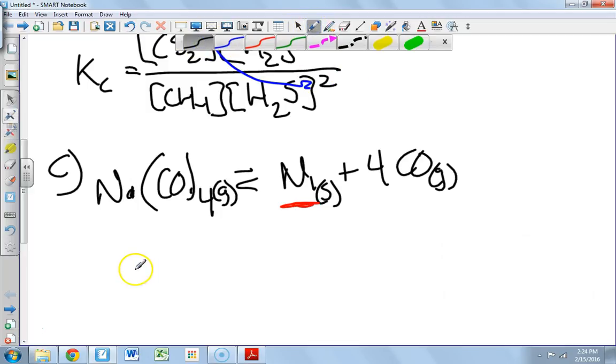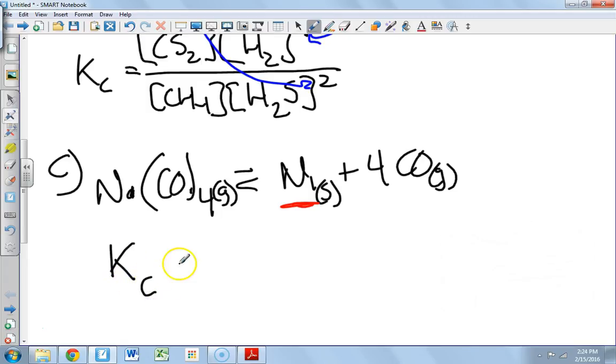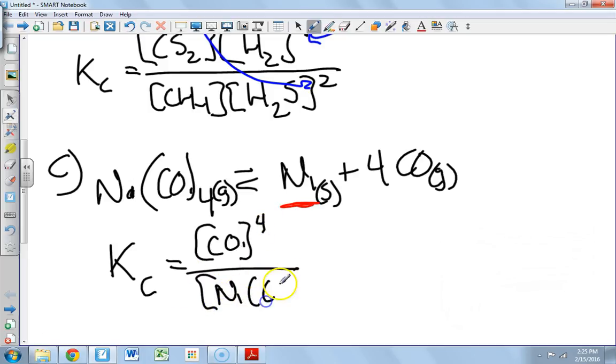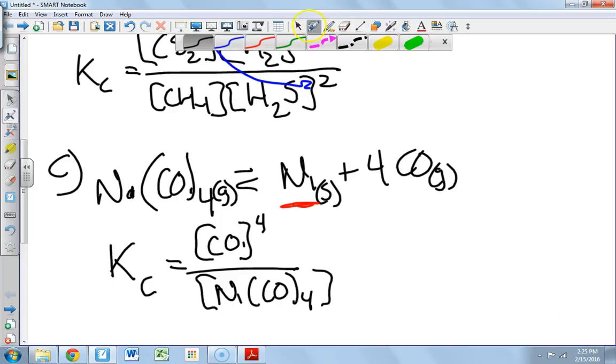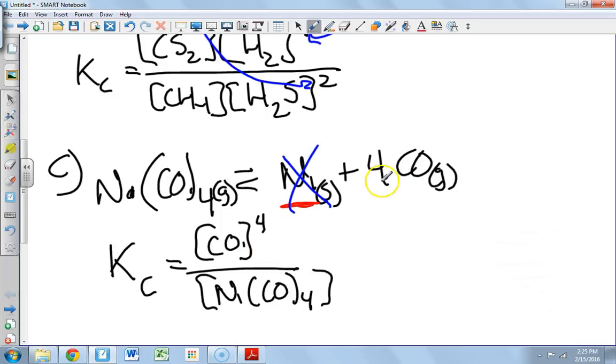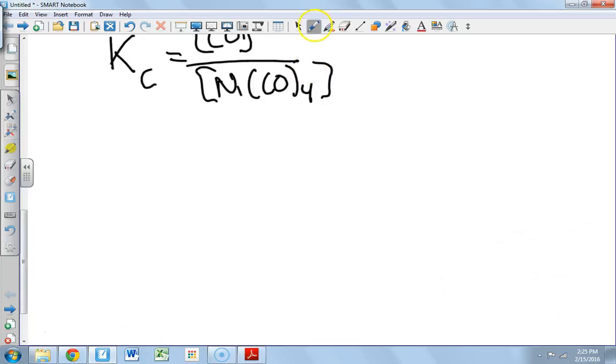That's a good vocabulary word to write. Now when we do this, and it's heterogeneous, it's still products over the reactants, but we only worry about gases and aqueous solutions. So it's the concentration of CO to the fourth over the concentration of Ni(CO)4 to the first. Notice because nickel is a solid, we're not including it, and because that's a 4, that's the power there.